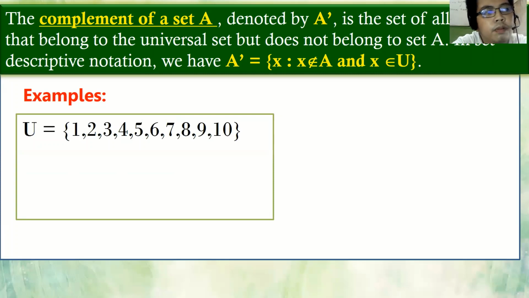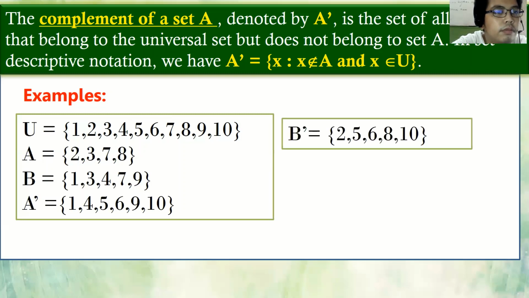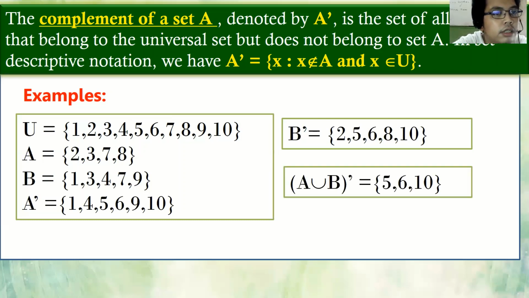Let's say, for example, the universal set is the set of counting numbers from 1 to 10, and set A is 2, 3, 7, 8. Then the complement of A: what are those elements not in A? We have 1, 4, 5, 6, 9, and 10. So the complement of A is 1, 4, 5, 6, 9, and 10. And for B, let's say 1, 3, 4, 7, 9, what are those elements not in B? We have 2, 5, 6, 8, and 10. So those are the answers.